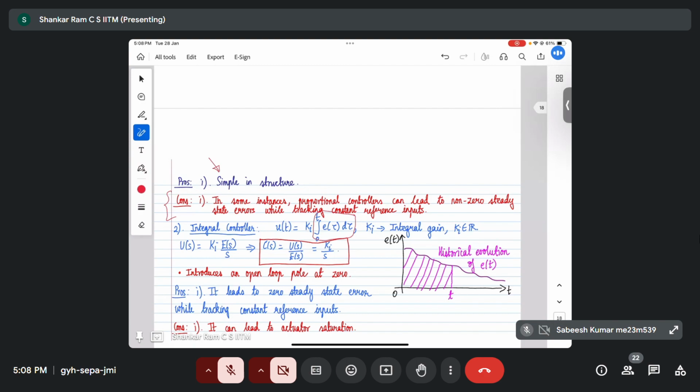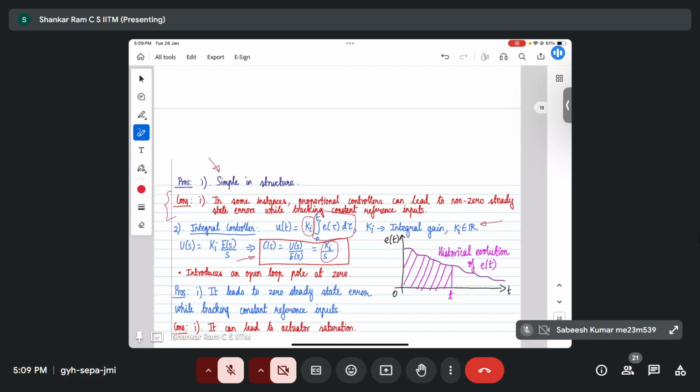signal. So what we do is we integrate the error signal, let's say from 0 time to time t. So that is the integral from 0 to t of e(tau) d tau. And then we multiply that integral with a gain, what we call an integral gain Ki. Okay, so the integral gain Ki is a real valued parameter which multiplies this integral. And that gives us the control input u(t). So if we take the Laplace transform on both sides and then we calculate the controller transfer function, U(s) divided by E(s) comes out to be Ki by s.